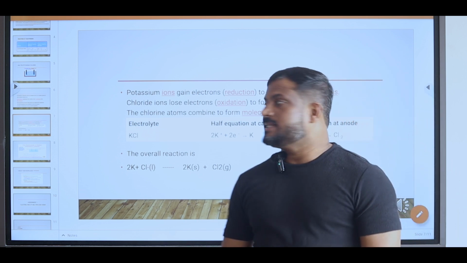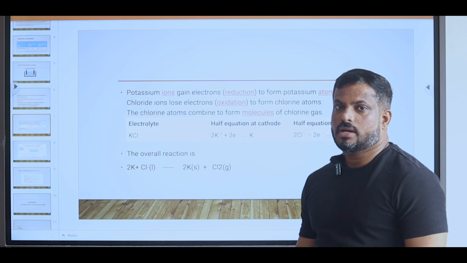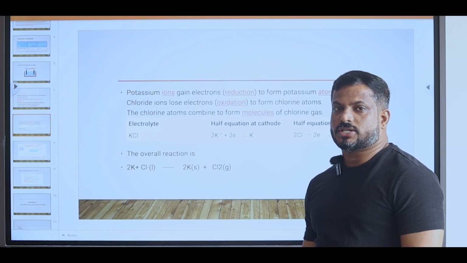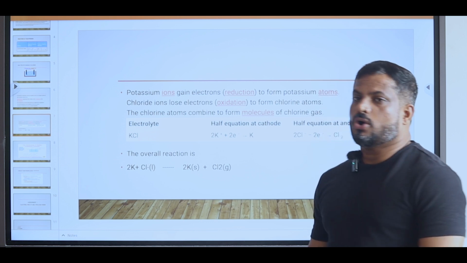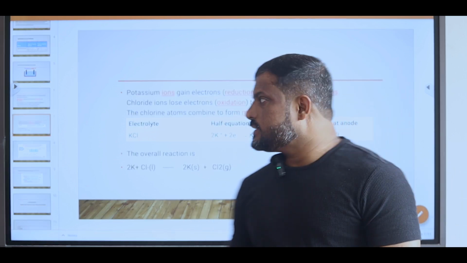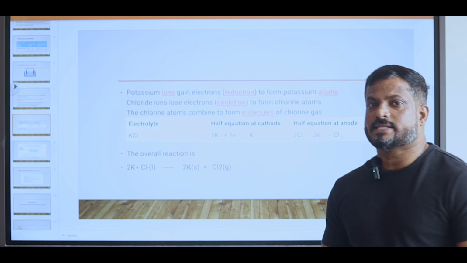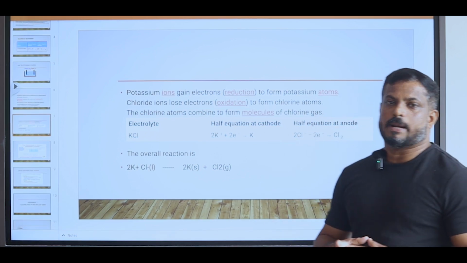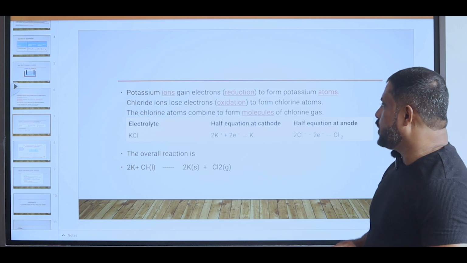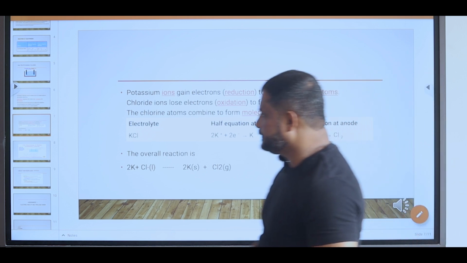Potassium ions gain electrons. Gain of electrons is reduction. Reduction is gain of electrons, to form potassium atoms. Chloride ions lose electrons, that is oxidation. Oxidation is loss of electrons to form chlorine atoms. The chlorine atoms combine together to form a chlorine molecule, that is a gas.